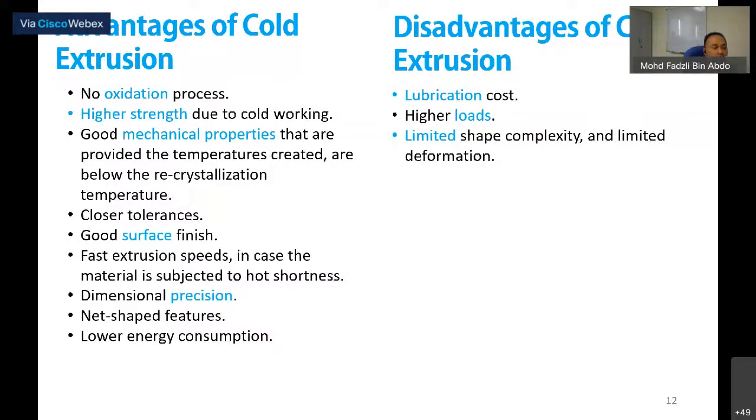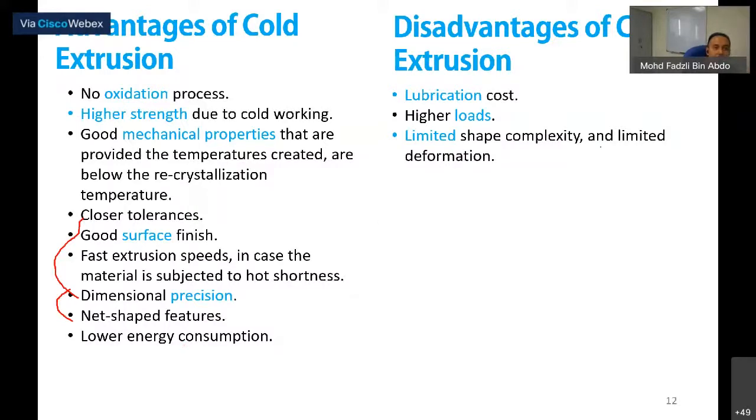Okay, no oxidation process, higher strength due to the cold working, good mechanical properties, closer tolerance, maksudnya dia punya dimension accuracy tu bagus lah, and then good surface finish, fast extrusion speed in case the material is subjected to hot shortness, dimensional precision, ni samalah lebih kurang kat sini. And then net shape feature, sama juga lebih kurang ni. And then lower energy consumption, maksudnya kita tak perlu memerlukan banyak energi. Sebab banyak energi tadi lebih kepada hot lah, sebab menggunakan haba.